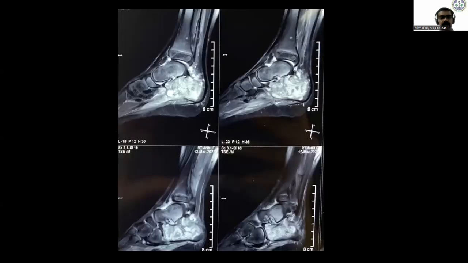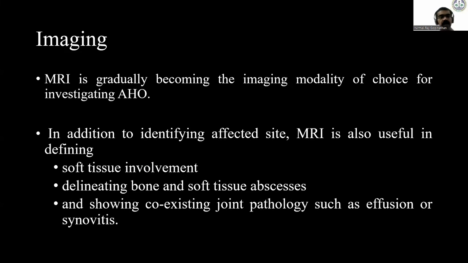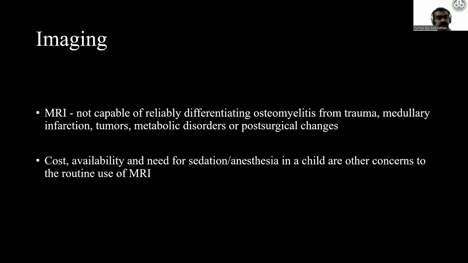MRI. So this is the same kid about whom I was talking, who had the calcaneal osteomyelitis, and you can see the amount of changes that is happening here, which was not appreciated earlier. So MRI is becoming the imaging modality of choice for investigating osteomyelitis and a suspicion of septic arthritis with osteomyelitis. In addition to identifying its site, it is also useful in defining soft tissue involvement, delineating bone and soft tissue abscesses, and showing coexisting joint pathology. The cost and the need for sedation is always a concern, and also it may not reliably differentiate osteomyelitis from medullary infarction and metabolic disorders. But still, MRI is the imaging modality of choice in these two disorders.